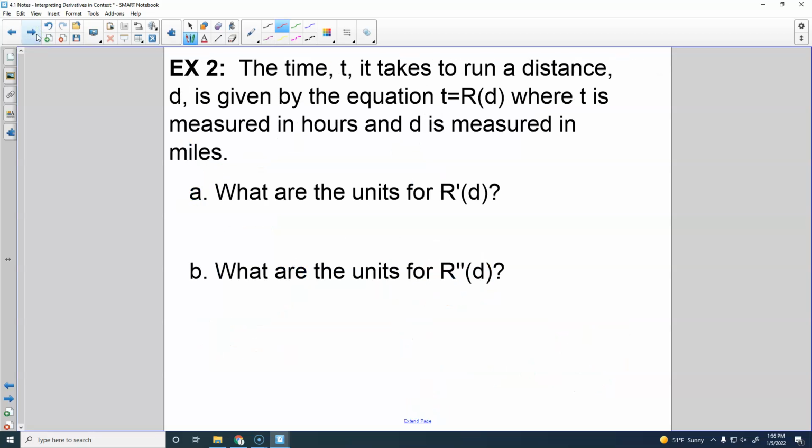Let's look at another example. The time it takes to run a distance is given by the equation R of D, where T is measured in hours and D is measured in miles. So miles over hours? I don't think so, because here your function is R of D, so D is actually your independent variable, the way they have it set up. D stands for miles, so that goes here. And T, in this case, is your time, so that goes here.